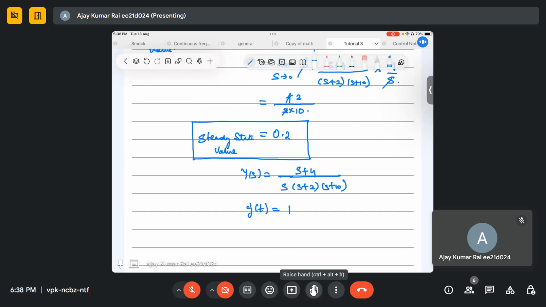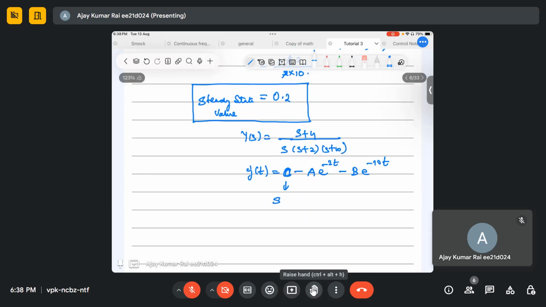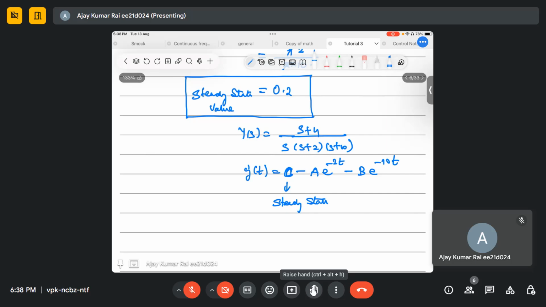You'll get something like 1 minus a e to the minus 2t, minus b e to the minus 10t. You'll get the response like this. Let me call this coefficient c. Okay, so this is the steady state response. When t equals infinity, what will happen? Only c will remain, right?